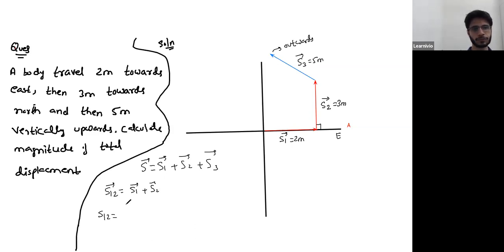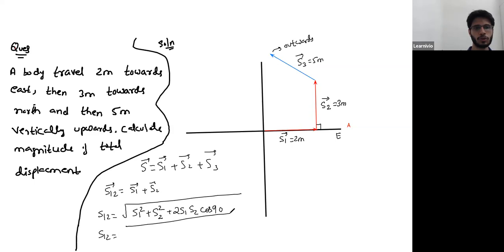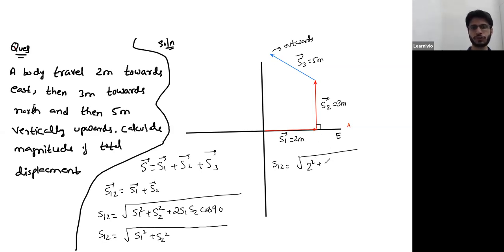It's root over S1 square plus S2 square plus 2 S1 S2 cos 90. Cos 90 is 0. So your S12 is root over S1 square plus S2 square. How much is S1? S1 is 2, so 2 square. S2 is 3, so 3 square. So your S12 is root over 4 plus 9, it's root 13 meters.